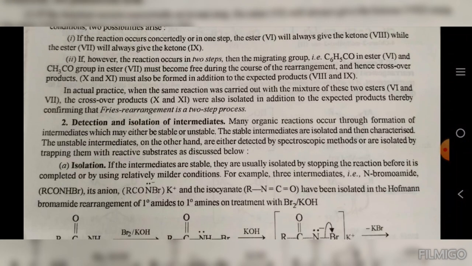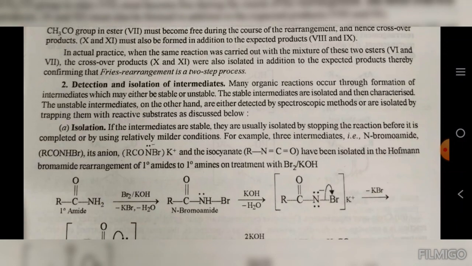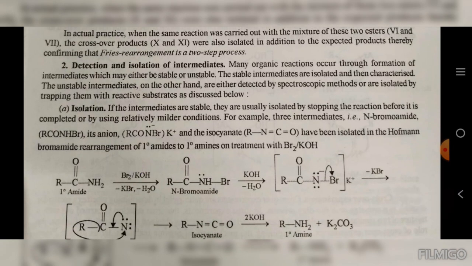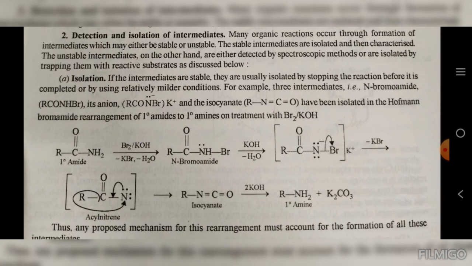If, however, the reaction occurs in two steps, then the migrating group C6H5CO in ester 6 and CH3CO group in ester 7 must become free during the course of the rearrangement, and hence crossover products 10th and 11th must also be formed in addition to the expected products 8th and 9th. In actual practice, when the same reaction was carried out with the mixture of these two esters 6th and 7th, the crossover products 10th and 11th were also isolated in addition to the expected products, thereby confirming the Fries rearrangement as a two-step process. Detection and isolation of intermediates.